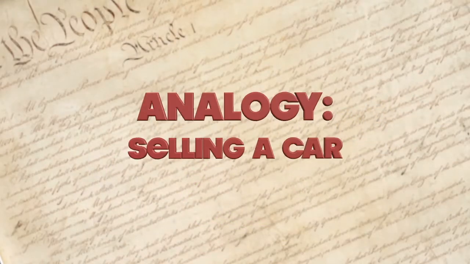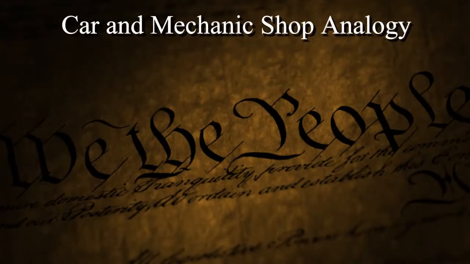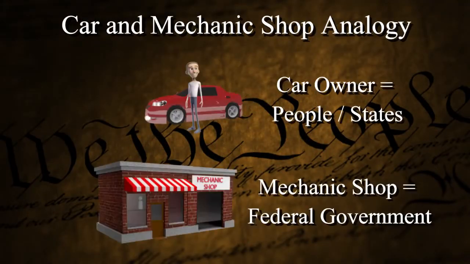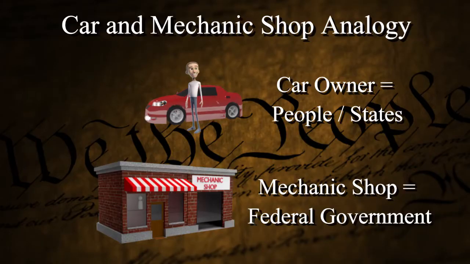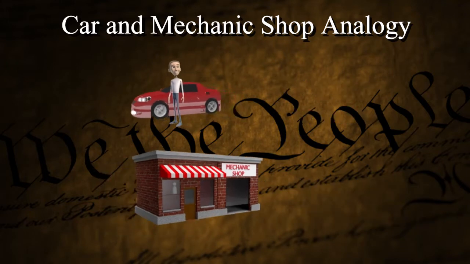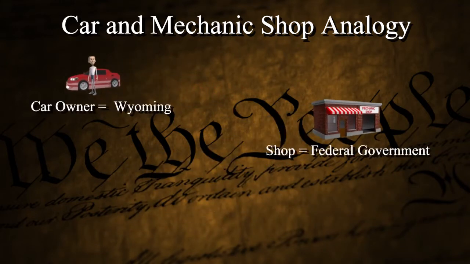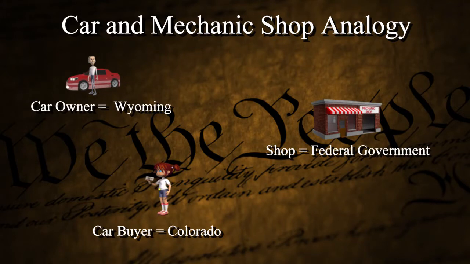Okay, now we're going to get to our analogy, the analogy we always use, right? The car and mechanic shop. The car represents the people in the states, and the mechanic shop represents the federal government, okay? We're going to take this analogy one step further. We're not going to say the car owner, just the people in the states. We're going to define a single state. We're going to say the car owner represents Wyoming, all right? And we're going to introduce another character, this third person who is the car buyer, and we're going to say this car buyer is Colorado, all right? So we've kind of defined our characters a little bit more here.